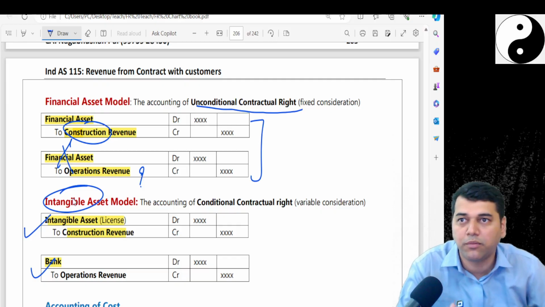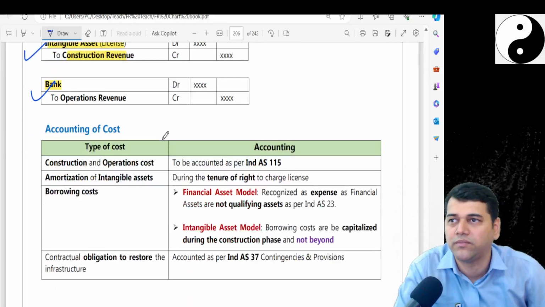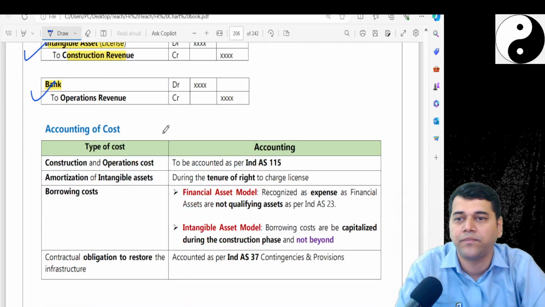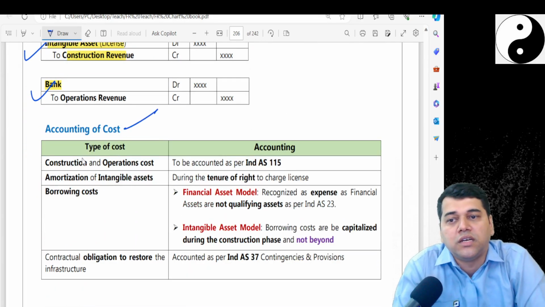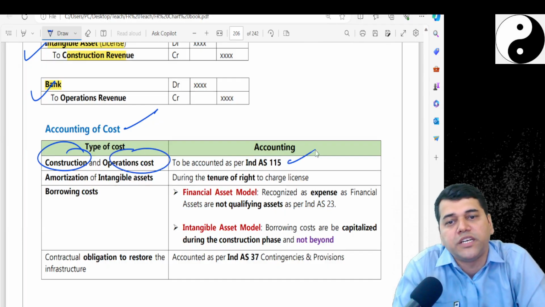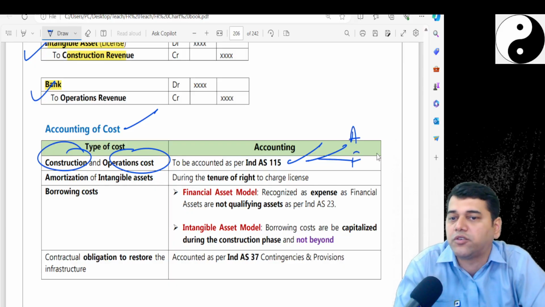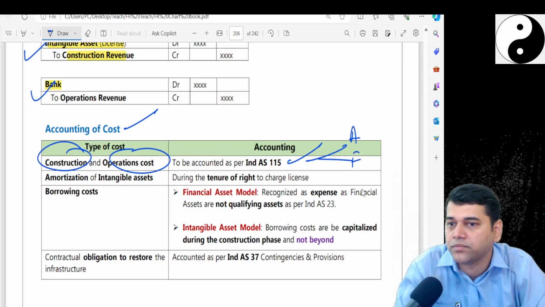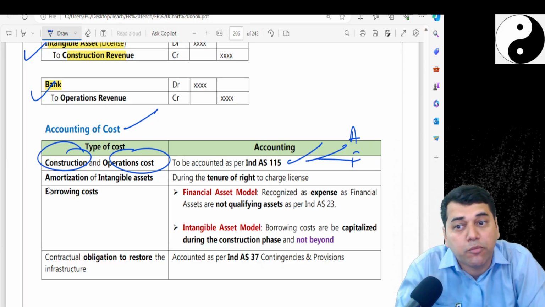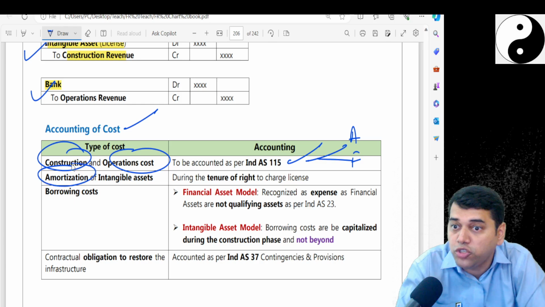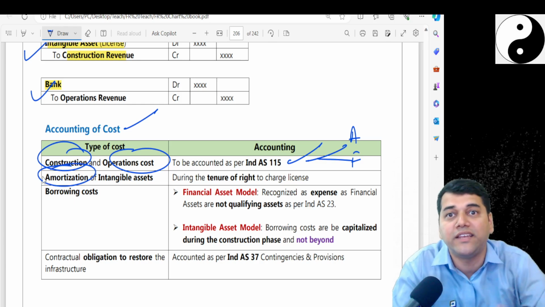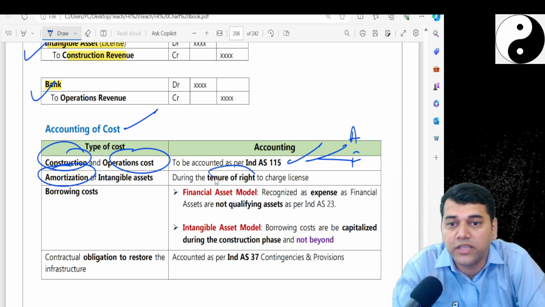That's why when we solve the problem, there's only one question, okay? And that only one question came in the exam. How to account the cost? Construction and operating cost should be treated as per Ind AS 115, again broken up into acquisition cost and fulfillment cost. And we have understood. Now, since you have recognized an intangible asset, should it not be amortized over the period of the 10-year license? Yes.